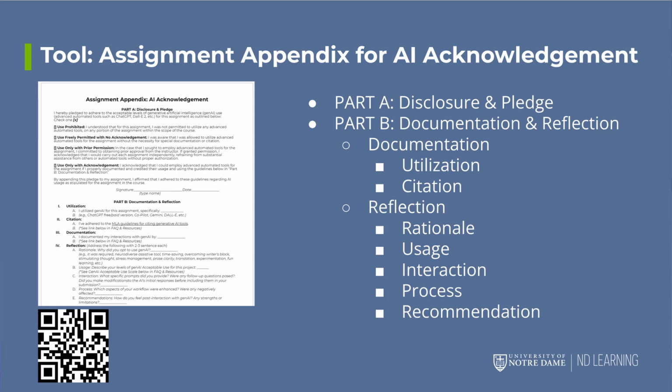It consists of two parts. Part A is a disclosure and pledge section where students identify whether they were permitted to use AI or if they used it only with acknowledgement, similar to an honor code. And Part B focuses on documentation and reflection. Here students are asked to share which AI tools they utilized, provide citations, and document their use. Additionally, there's a reflection section where students briefly explain their rationale for using AI, describe how they used it, and share some interactions during the process and offer recommendations.